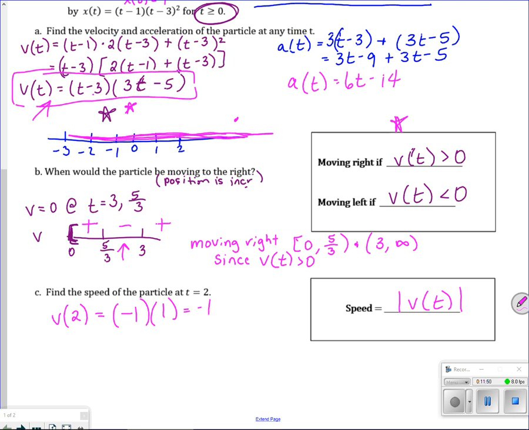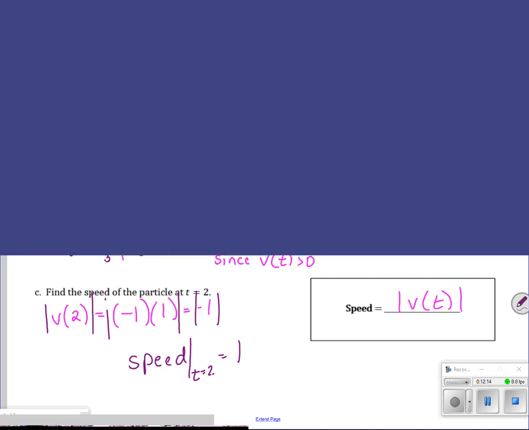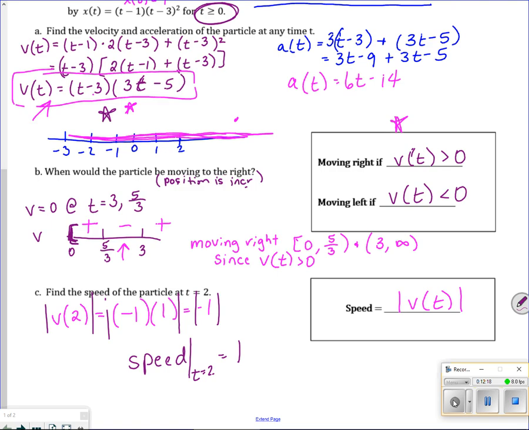But remember that speed is the absolute value of velocity. So if I take the absolute value of that, the speed would be equal to 1. So the speed at t equals 2 is positive 1. Speed, of course, is always positive. So speed is the absolute value of velocity, and we get that.